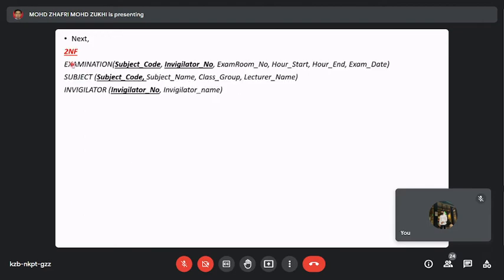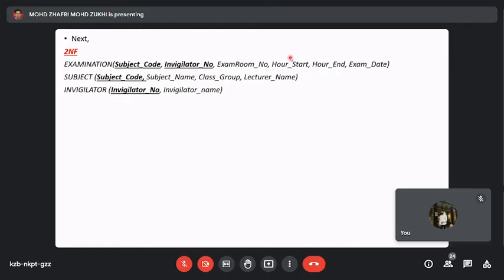So this is the second normal form. This is the bridge table or bridge entity. And from the partial dependency we know subject code, right? Subject code is not a table yet, so we create subject. So subject will be the new entity. Subject code is the primary key, followed by the partial dependencies here. And the same applies to invigilator: invigilator number as primary key and then invigilator name. Okay, so this is the answer for second normal form.